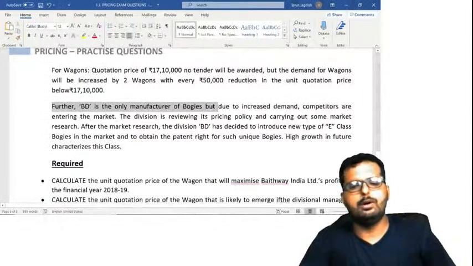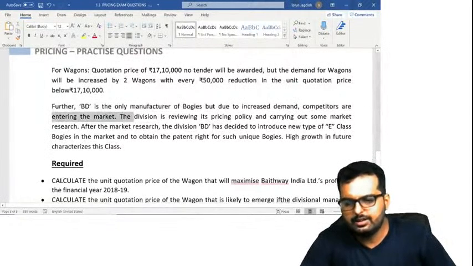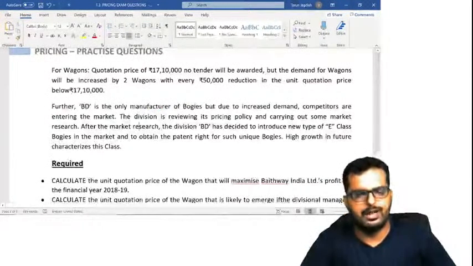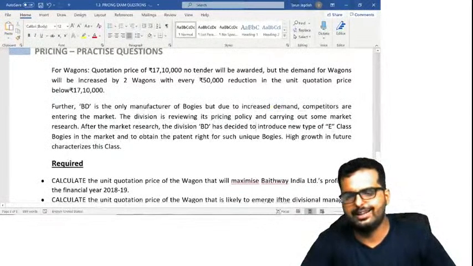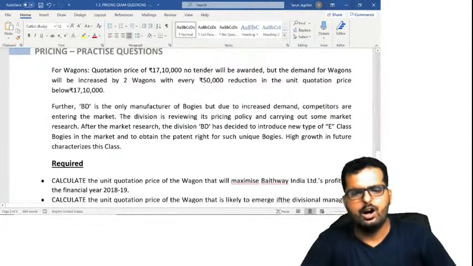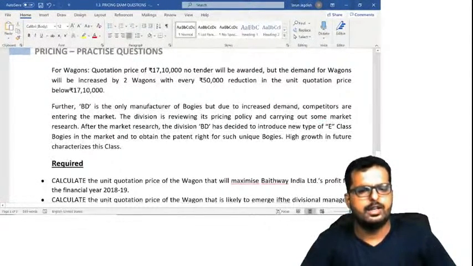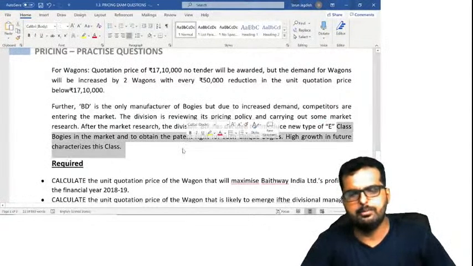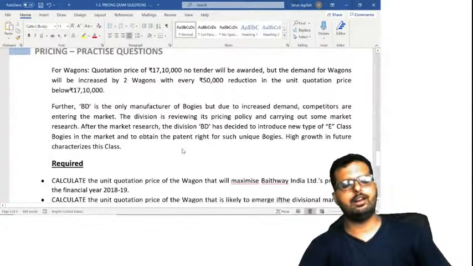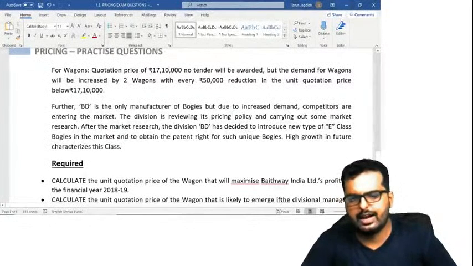Further, BD is the only manufacturer of bogies, but due to increased demand, competitors are entering the market. Division is reviewing its pricing policy and carrying out some market research. After market research, Division BD has decided to introduce a type of E-class bogies in the market to obtain the patent rights for such unique bogies. High growth in the future characterizes this class.